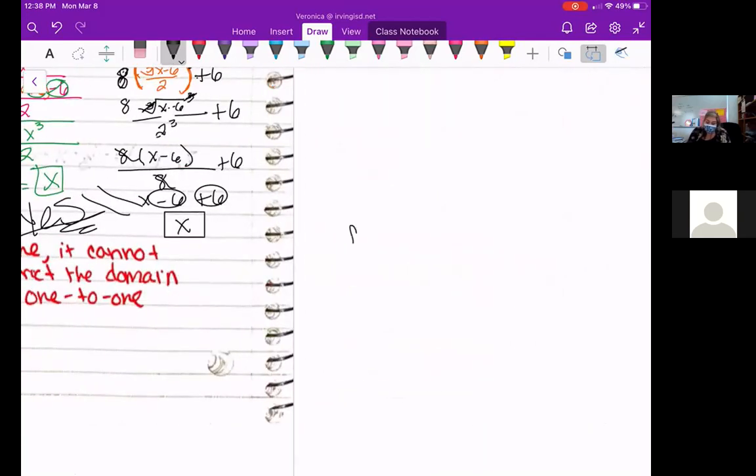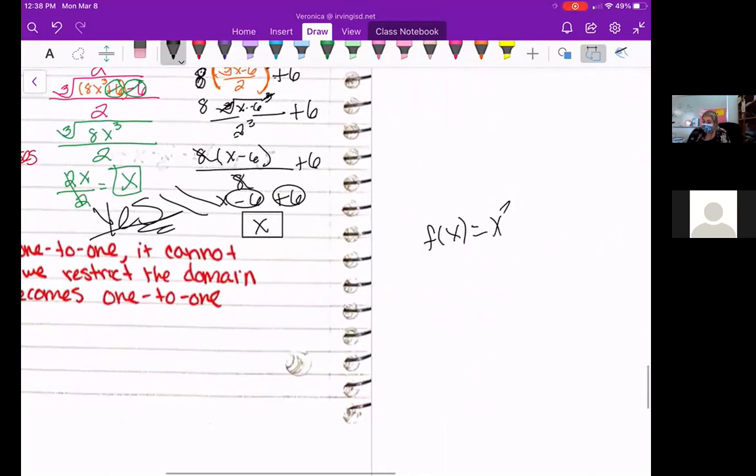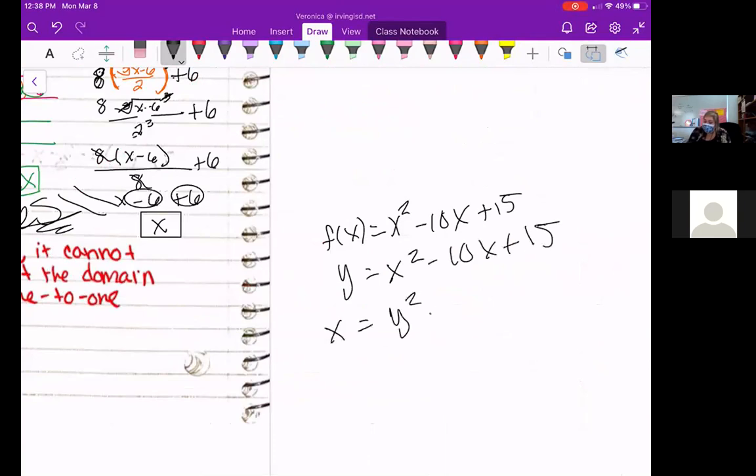So it's f of x. You don't have to write this part down. I'm just showing you something. So x squared minus 10x plus 15. Okay. If I try doing this the normal way that we just did, we would end up with x equals y squared minus 10y plus 15, right? But do you see the problem there? We have a y squared and a y, right?